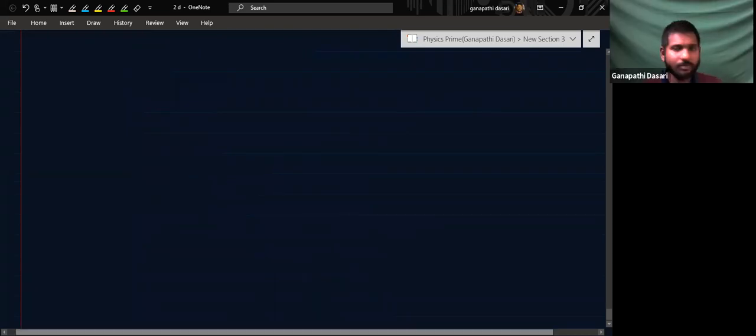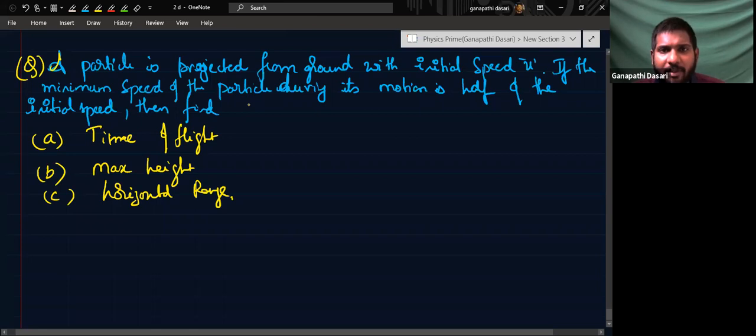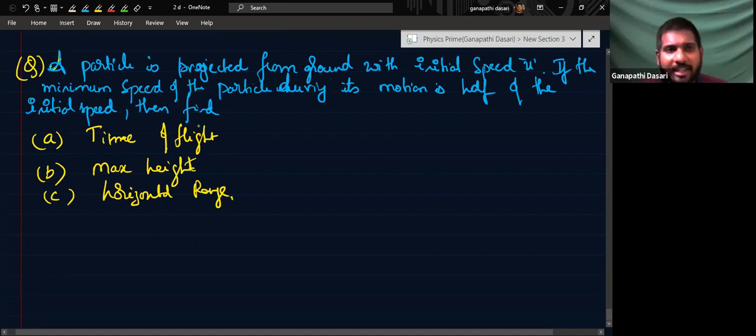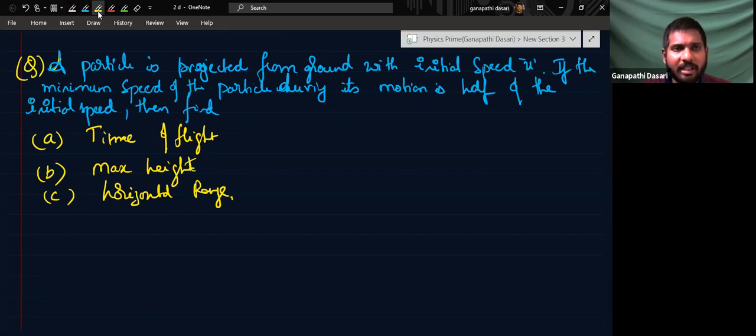Then there's another question I dictate. Here the question is, a particle is projected from the ground with initial speed u. If the minimum speed of the particle during its motion is half of the initial speed, then find the time of flight, maximum height, and horizontal range. Now, what is the important, critical point here? After reading the question, what did you identify?